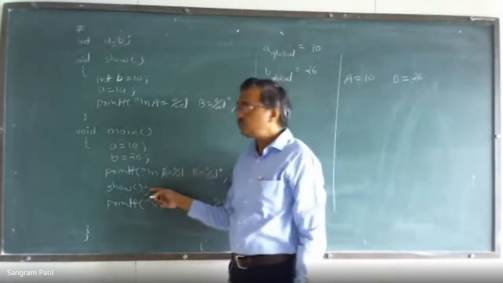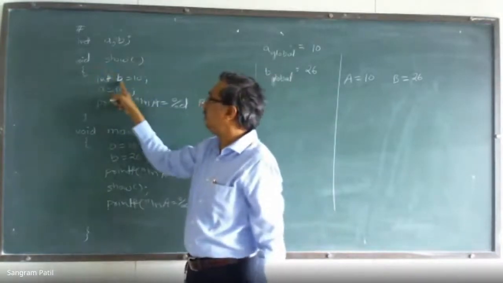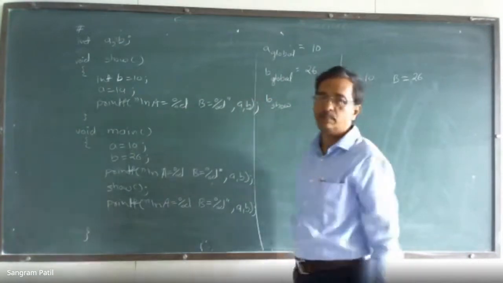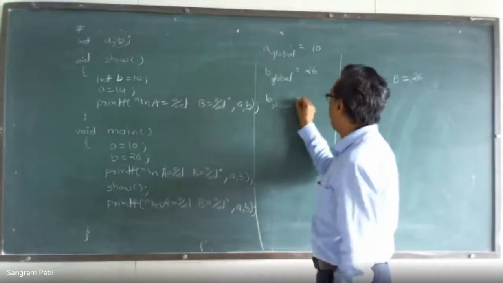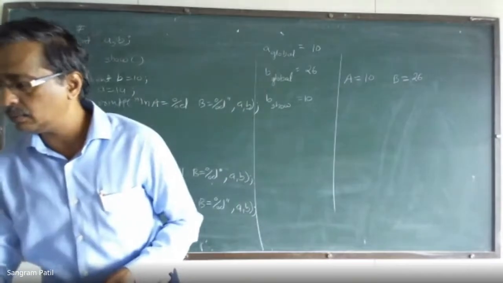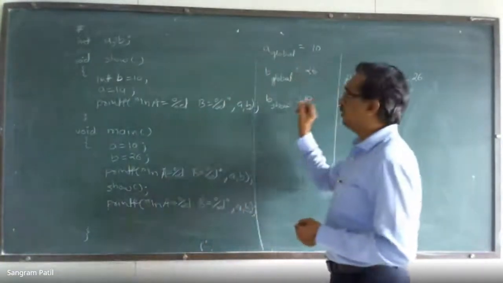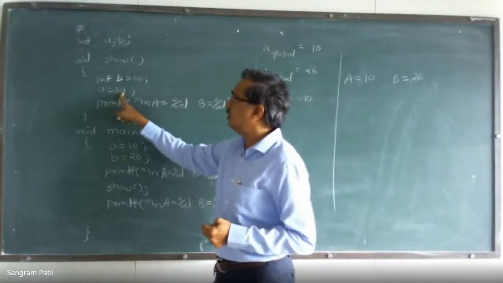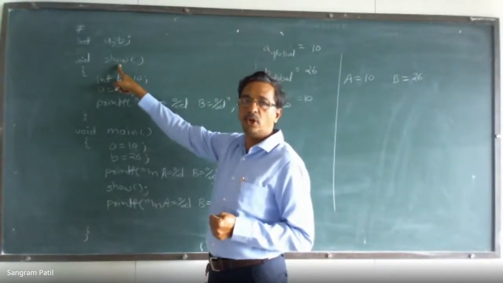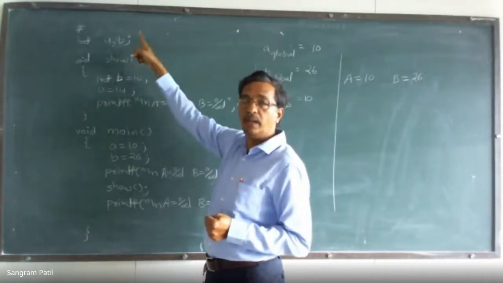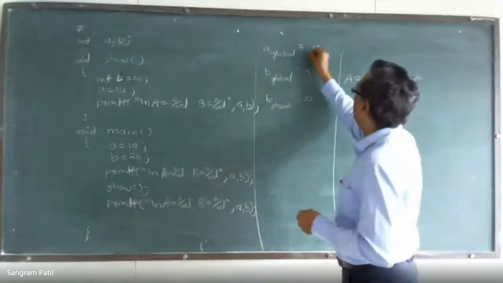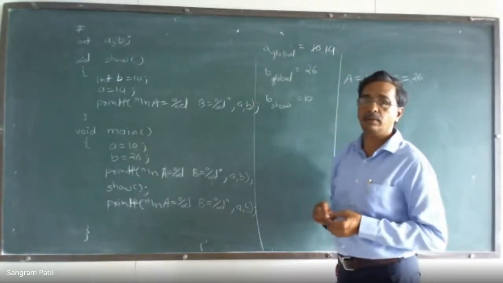Then it goes to execute show, curly bracket, integer b is equal to 10, so it will declare b for your function show and it assigns value 10 to it. Then a is equal to 14, so it will check whether a is declared in the show function. No. Whether A is declared as a global variable? Yes. To that global variable, it assigns value 14.